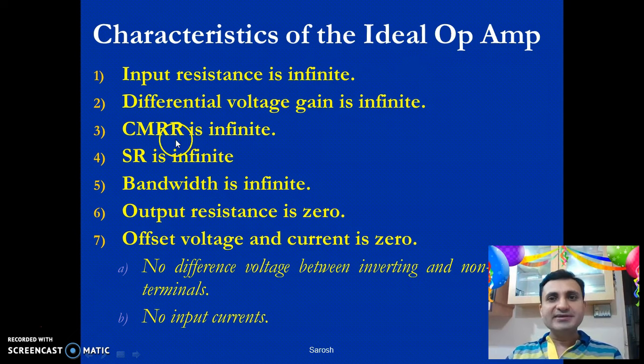Finally, moving on to the characteristics of an ideal op-amp, it says that input resistance must be infinite. Differential voltage gain is infinite. Common mode rejection ratio should be infinite. Slew rate should be infinite. Bandwidth should be infinite. Output resistance is 0. Offset voltage and current are 0 for better performance. It implies that no difference voltage between the inverting and non-inverting terminals should be there, and no input currents.